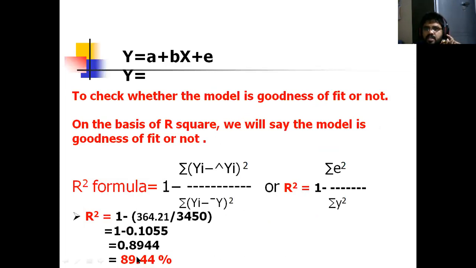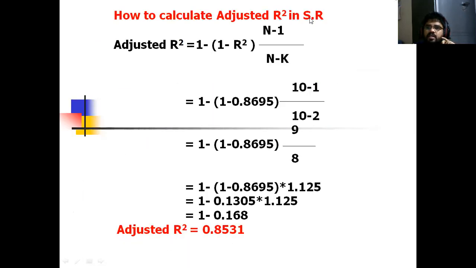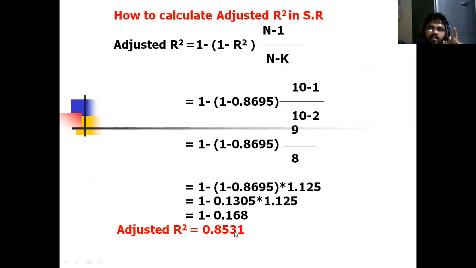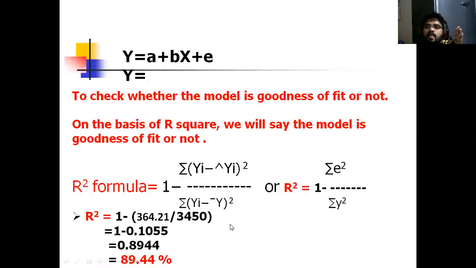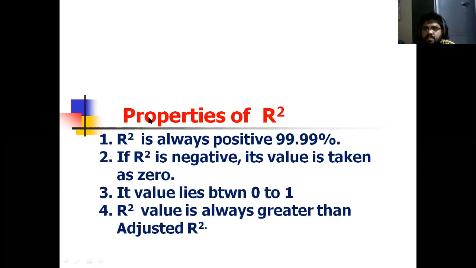See here, in simple regression, R square is 0.8944, whereas adjusted R square is 0.853. Here the R square value is greater than adjusted R square. In multiple regression also, the R square value is greater than adjusted R square value. So this is the property of R square value.